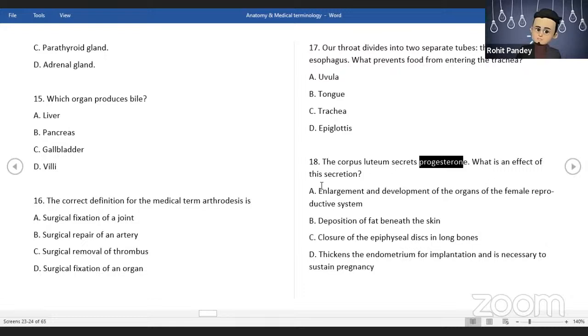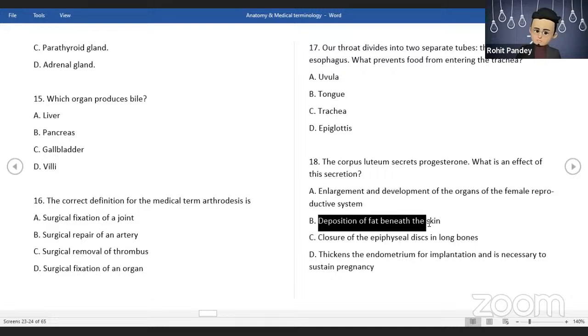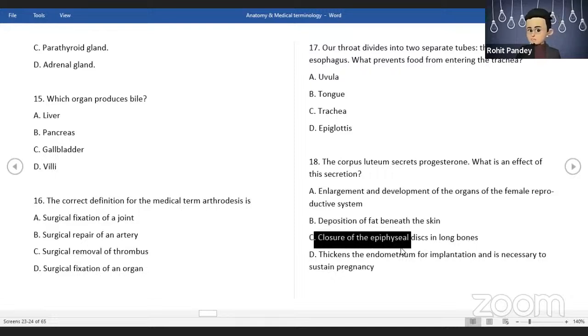Okay. The corpus luteum secretes progesterone. What is an effect of this secretion? A, enlargement and development of organs of the female reproductive system; B, deposition of fat beneath the skin; C, closure of epiphyseal discs in long bones; D, thickens the endometrium for implantation and is necessary to sustain pregnancy.